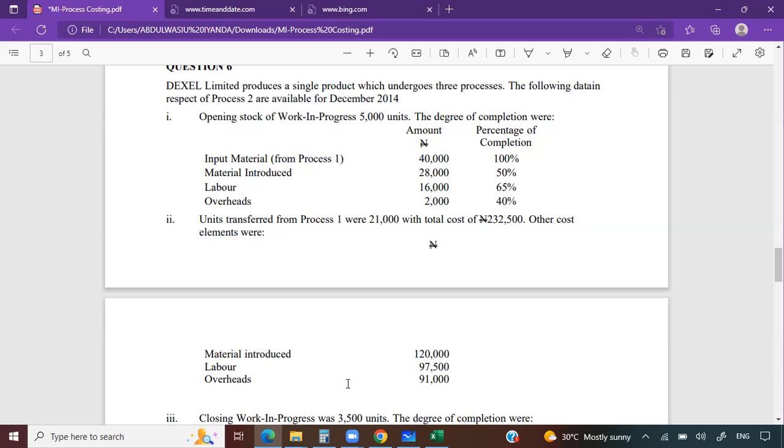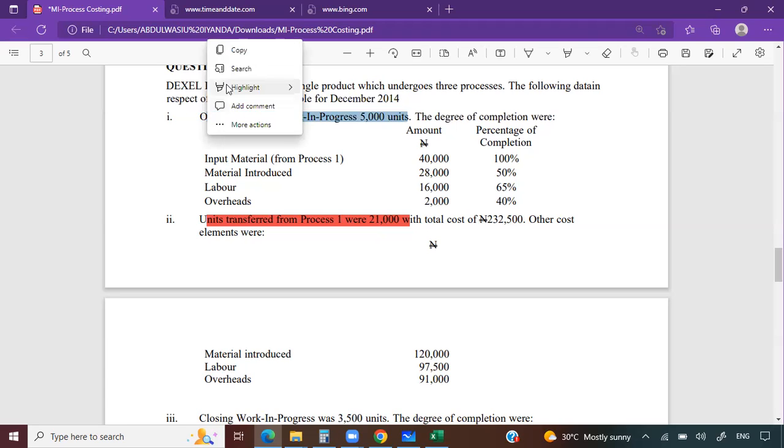Additional information 2 is saying that units transferred from process 1 were 21,000 with a total cost of this. So process 1 is able to transfer a complete unit of 21,000. Process 1 is able to transfer 21,000 units to process 2 as finished goods. And process 1 also has 5,000 units as work in progress, and this is the degree of completion.